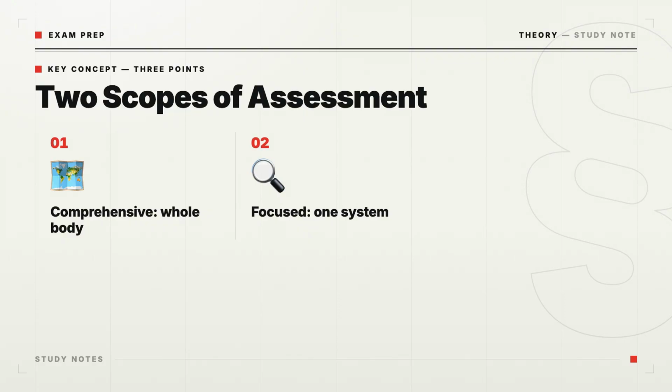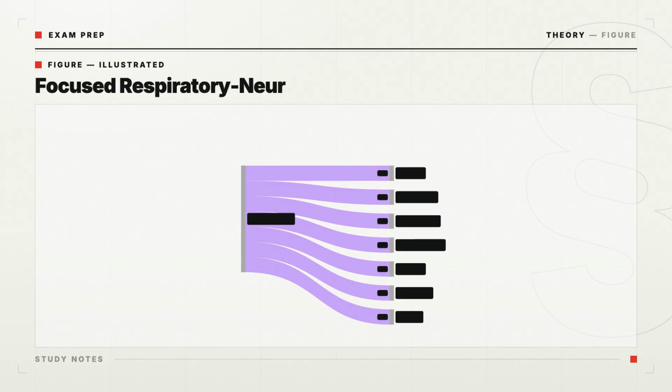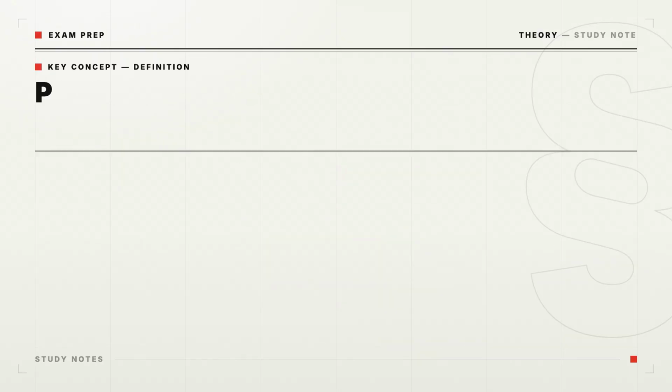A focused assessment is the zoom lens, concentrating on one system or complaint, and it's the tool for tracking a problem and catching deterioration early. Consider an older man who was alert at shift start but is now confused and short of breath. Instead of repeating his whole admission history, the nurse goes straight to a focused respiratory and neurologic check. Lung sounds, respiratory rate and effort, oxygen saturation, level of consciousness, orientation, pupil response, and skin color.